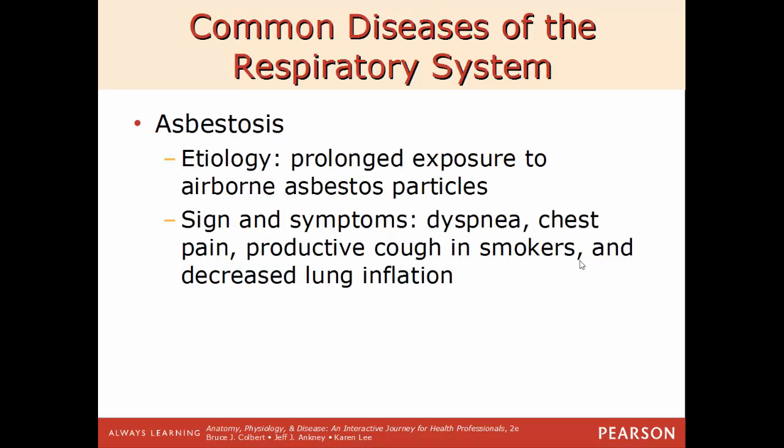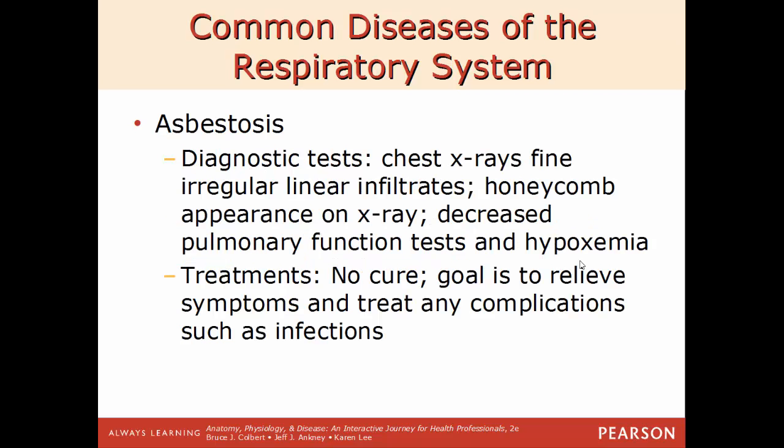Next one, asbestosis. Etiology is a prolonged exposure to airborne asbestos particles. Some signs and symptoms: chest pain, dyspnea, a productive cough in smokers, and decreased lung inflation. Some diagnostic tests: the chest x-rays, decreased pulmonary functions, and hypoxemia. Treatments: there is no cure for this condition, but the goal is to relieve some of the symptoms and to treat any complications, such as infections, but there is no cure.